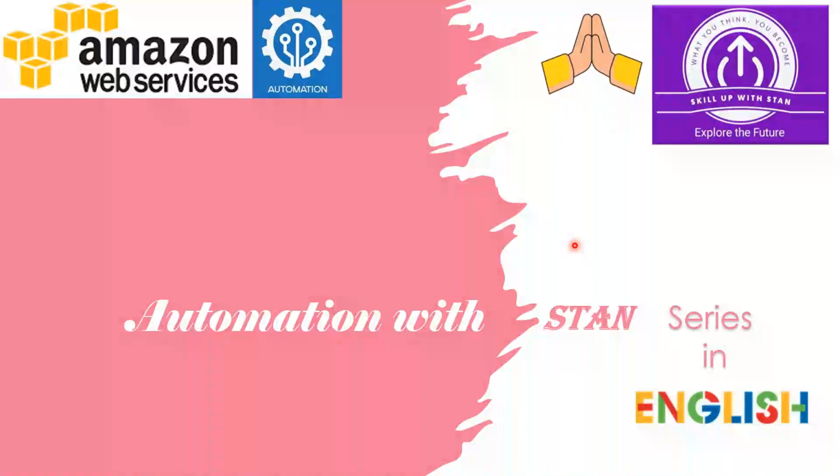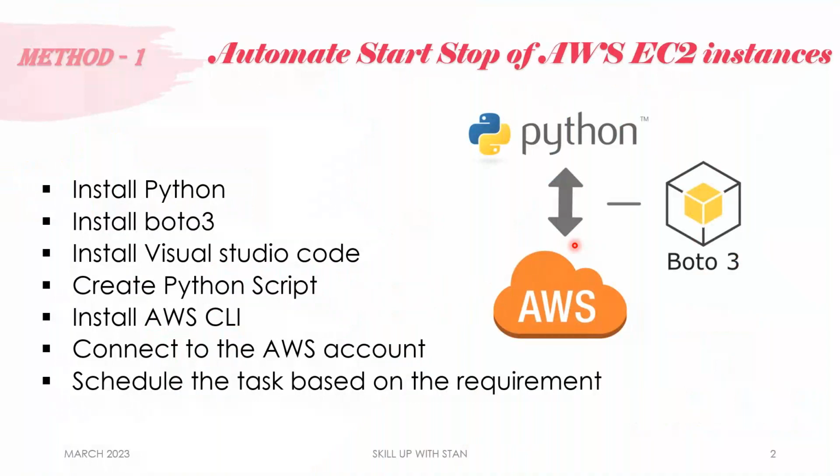In this Automation with Stan series, we are going to discuss Amazon Web Services automation. In Amazon Web Services, we extensively use Amazon AWS EC2 instances. Those are the virtual machines that we run on the EC2 platform. As you know, not all the virtual machines or EC2 instances are used for production. Some might be used for development, some for testing, and some might be needed only when we run a batch job or a certain activity. Only at that time we might need certain instances.